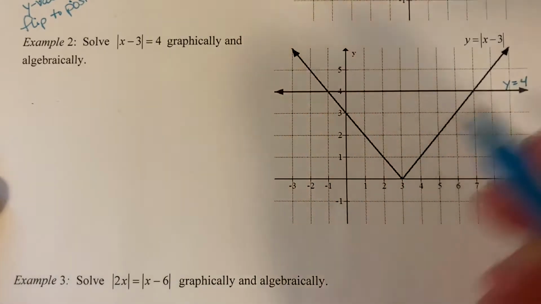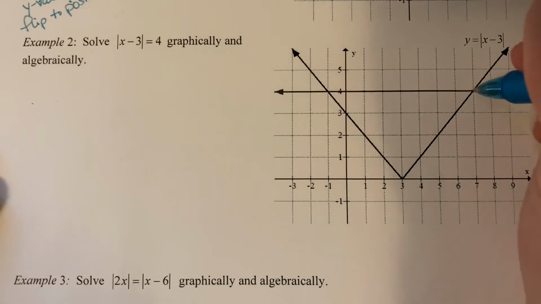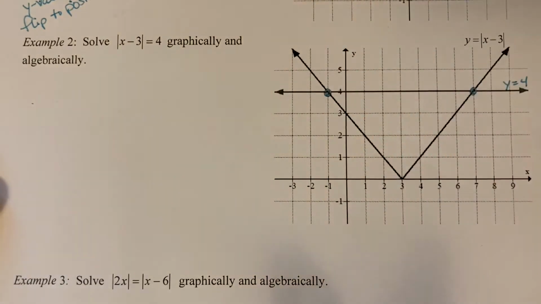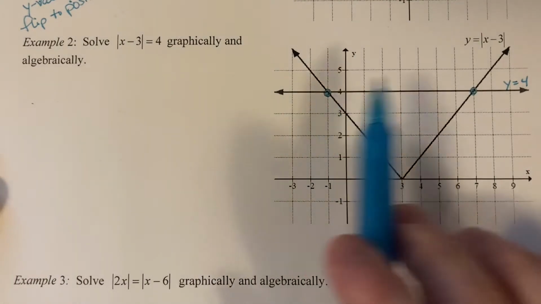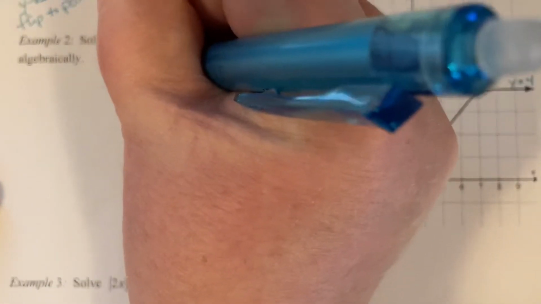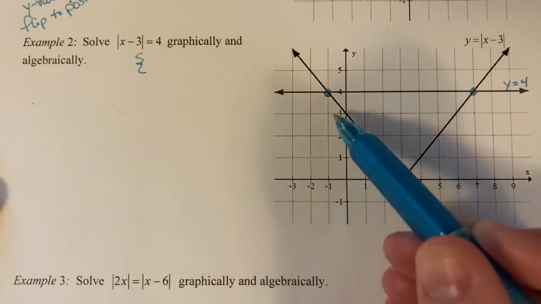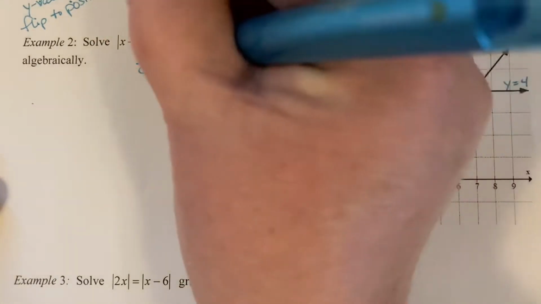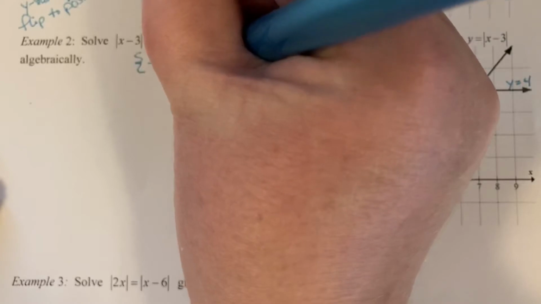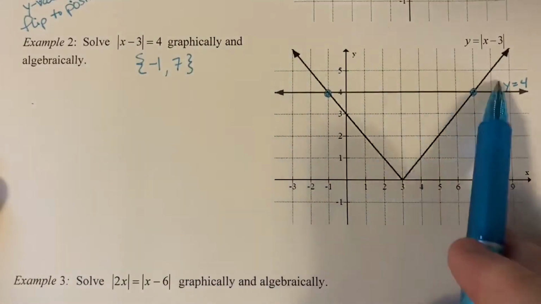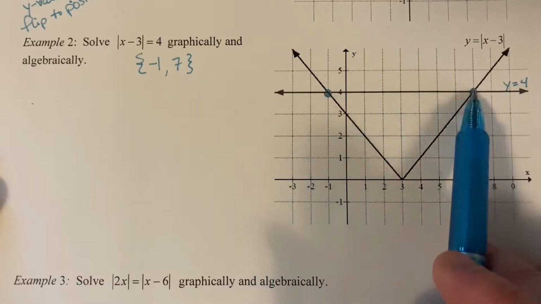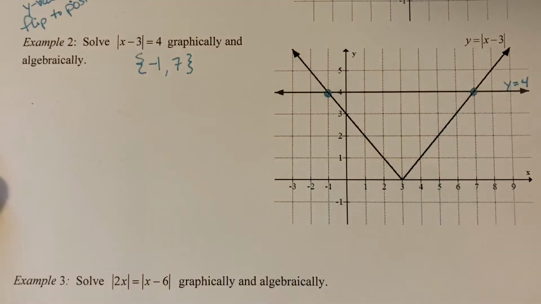But what we want to know is where this absolute value function equals 4. So here's the horizontal line, y equals 4. There are two places where these graphs cross. So the two places are where x is negative 1 and where x is 7. The y value of these points just reflects that we're solving for where y equals 4, but it's the x values that are the solutions.